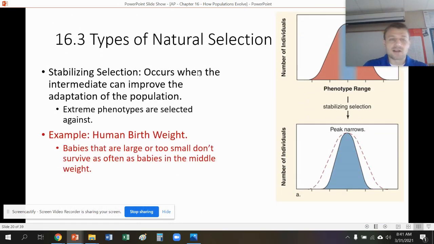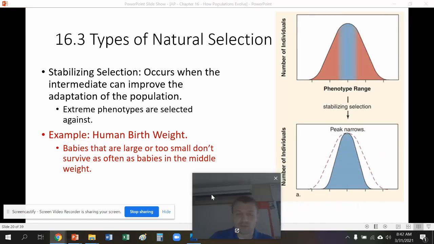All right, the next section is chapter 16.3. So this is types of natural selection. In this section, we're going to go over a couple of different types of natural selection that occur, and how they look on a graph. You can see here, we remember that bell curve that we've talked about before. We usually get this set of data here, and what happens is the outsides are selected against while the insides are selected for. This is called stabilizing selection.